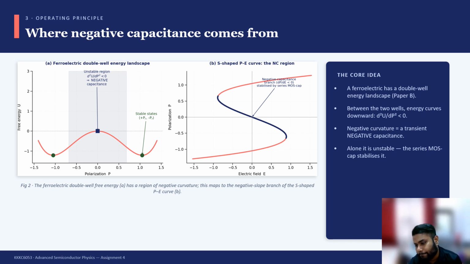Panel B shows the same thing as the famous S-shaped polarization-field curve. The highlighted middle branch has a negative slope, and that is the negative capacitance region. On its own, this state is unstable. The ferroelectric would just snap to one of the wells. The key insight, which I'll show next, is that placing it in series with the transistor's own capacitor stabilizes this negative capacitance state and puts it to work. So let's go to the next slide.